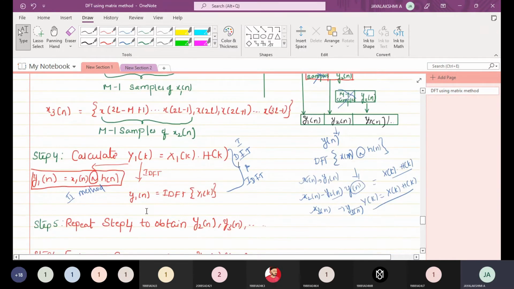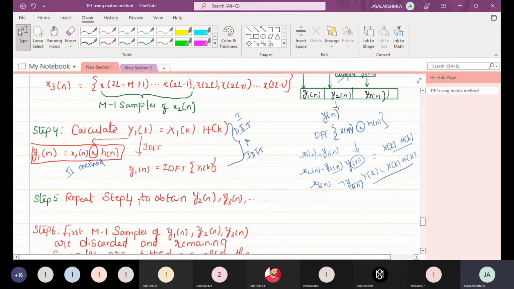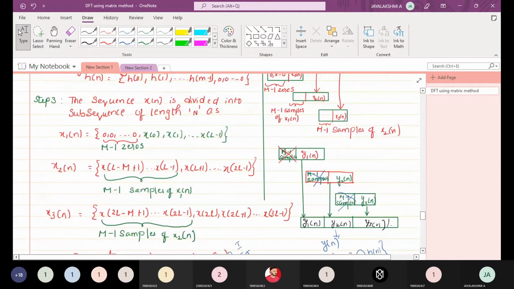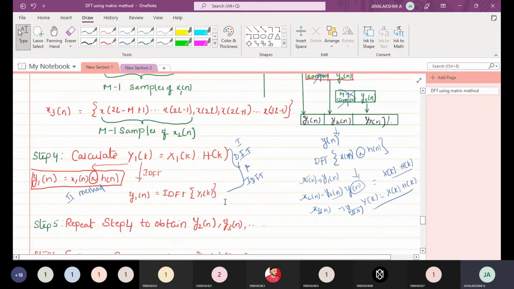Similarly, you can find y2 of n and y3 of n. After finding y1 of n, y2 of n, you have to discard m minus 1 samples in each new sequence. After discarding the m minus 1 samples, you fit all the samples one after another to get the new sequence called y of n. This is the procedure we are following for the overlap save method. Now let's see one problem related to this.